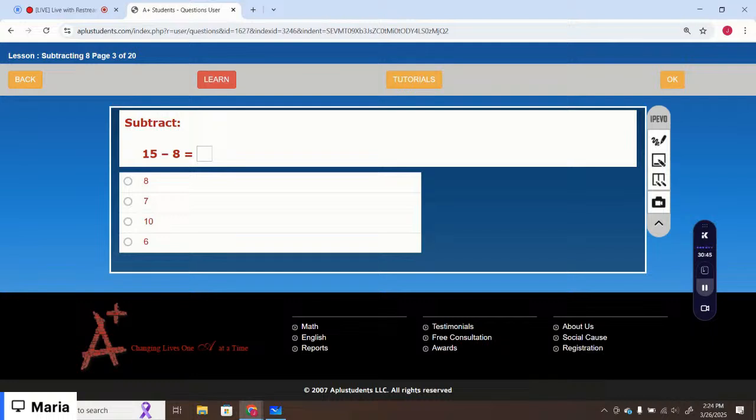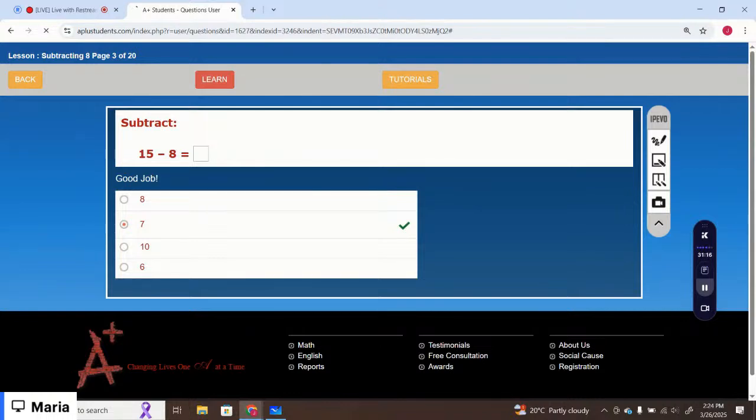15 take away 8 equals. 15 take away 8 is 7. Option number 2 is the correct option.